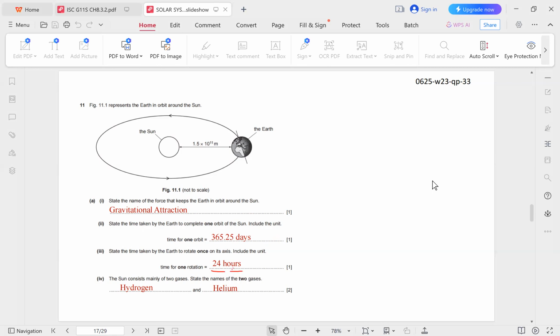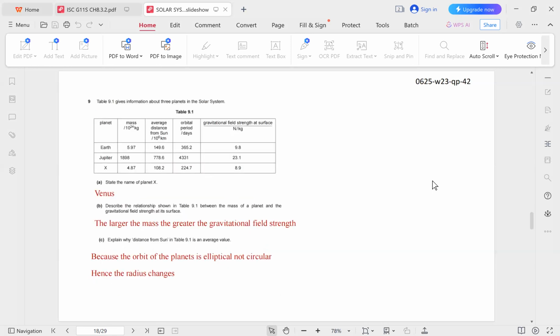Finally, the Sun consists mainly of two gases. State the names of the two gases. We said this before, they are hydrogen and helium. These are all very simple questions. We will move to more advanced ones very soon.